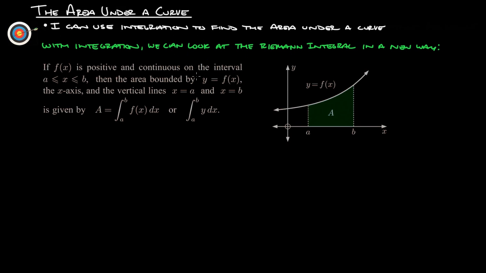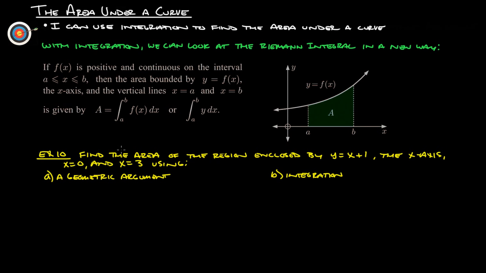Okay, so f of x is positive and continuous on the interval. So here's our f of x, positive and continuous, where x is between a and b. The area bounded by y equals f of x, whatever our function is, the x-axis, and the vertical lines x equals a and x equals b is given by the definite integral of f of x from a to b with respect to x, or you can rewrite it like this as well.